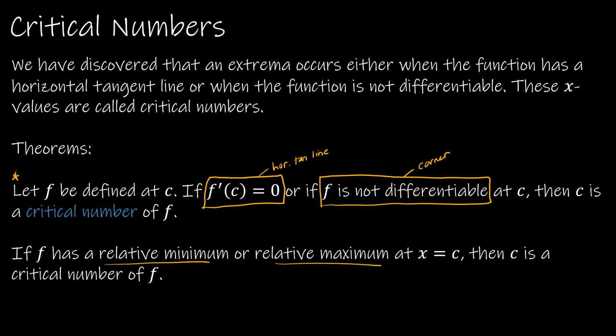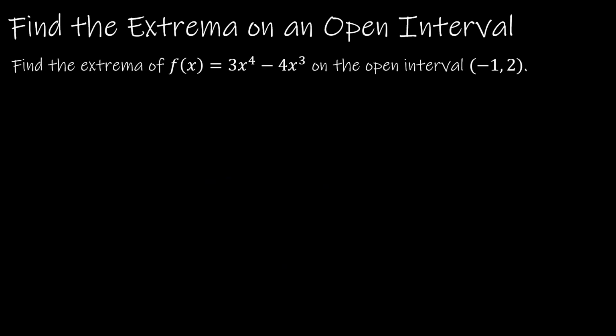Okay, but notice it doesn't say if c is a critical number, you must have a min or a max. So that's a very important distinction because we will have critical numbers that are neither. So let's get to the math. What we want to do is find the extrema of this function on an open interval. So again, it's extrema on an open interval, so now I don't have to worry about endpoints.